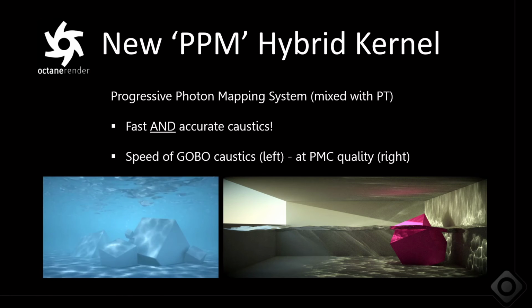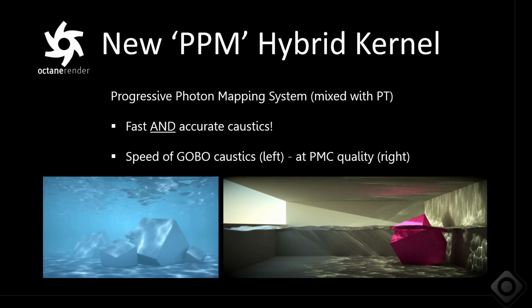Right now, there's two ways you can do caustics in Octane. On the left, you're seeing a scene here that's using gobos with very clever shaders to give you caustic effects. It's very fast, but it is not accurate. It is not real caustics like we're doing on the right, which is using our PMC kernel, which is slower, but it gives you very accurate caustics.